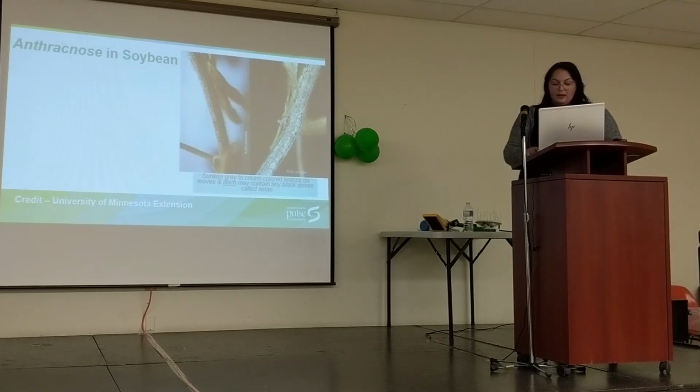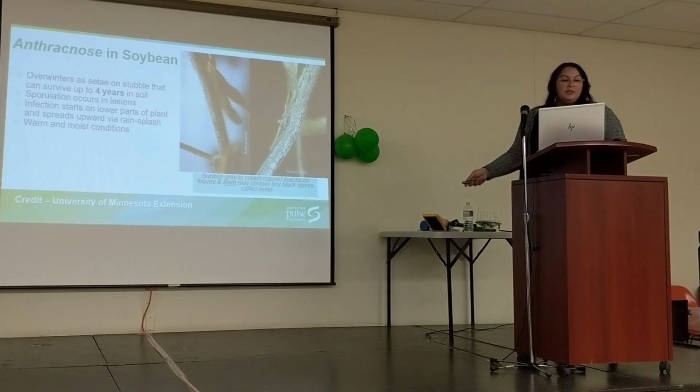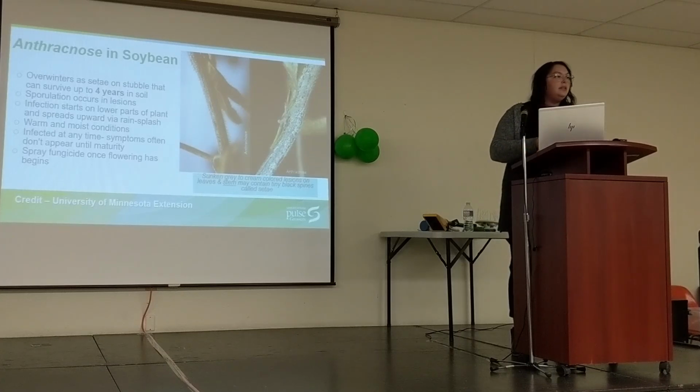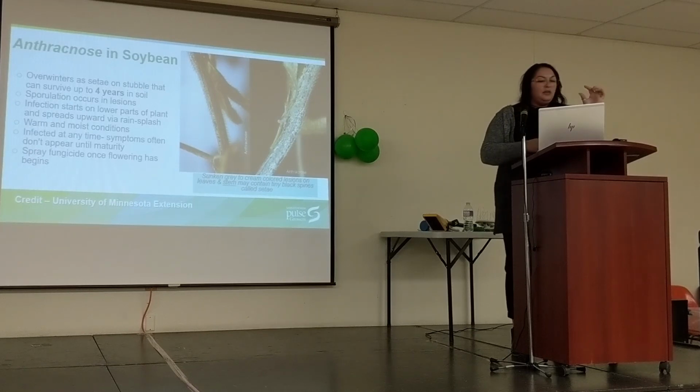And last but not least, anthracnose in soybean. So similar to our anthracnose infection in our other crops, it's not very dissimilar in soybeans. So again, this pathogen will overwinter as setae on the stubble, so not pycnidia, not sclerotia, but setae. And those are black little spines that you can see.